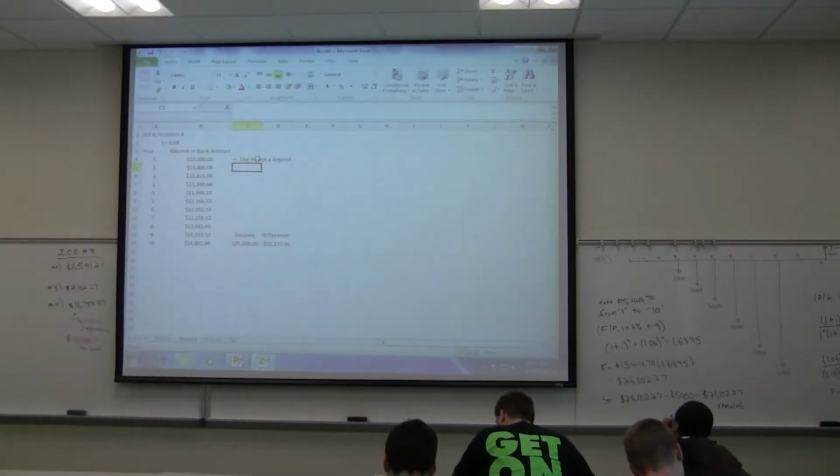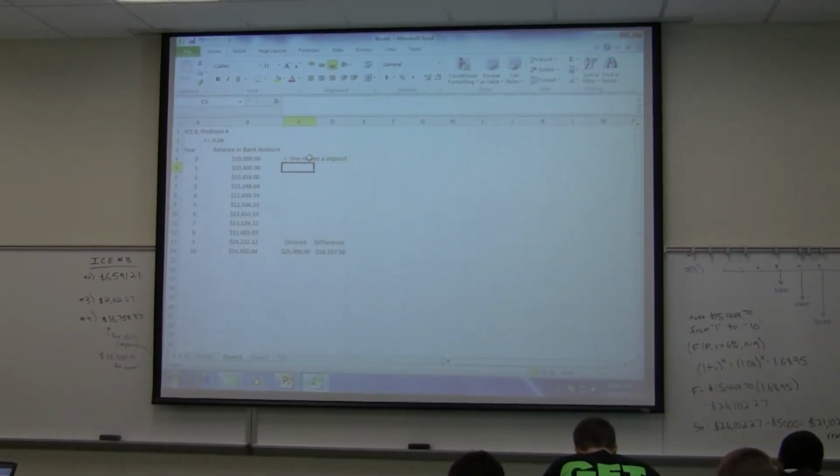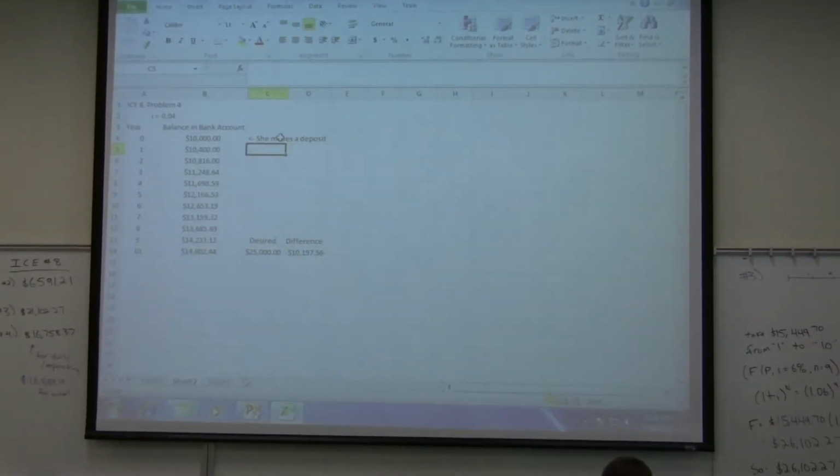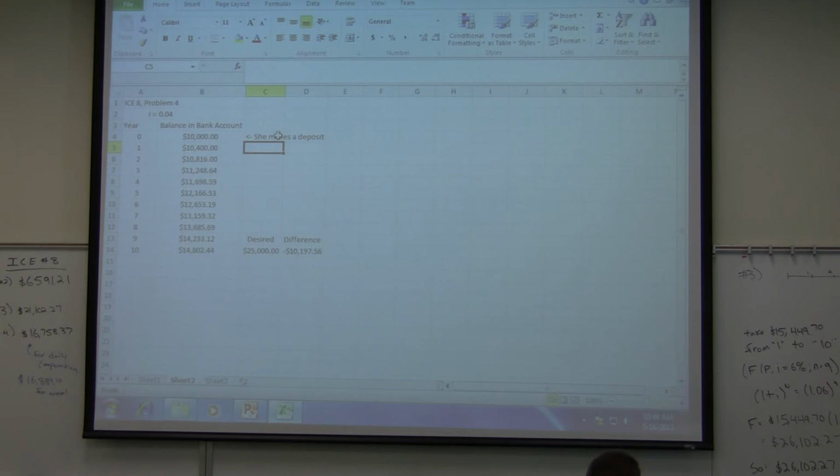Several different ways to solve this Excel problem. Let me show you one of them. That projector just seems like it's getting dimmer and dimmer each day.